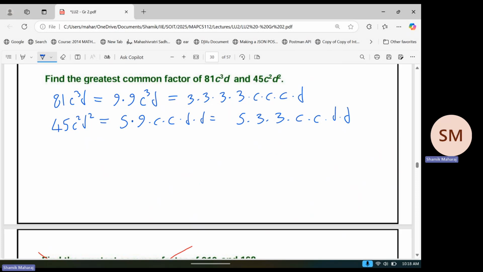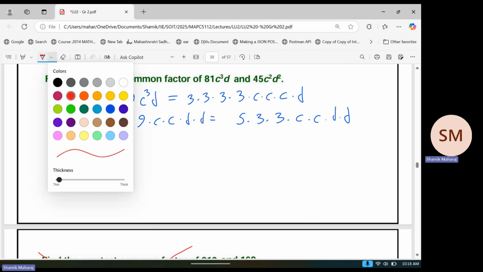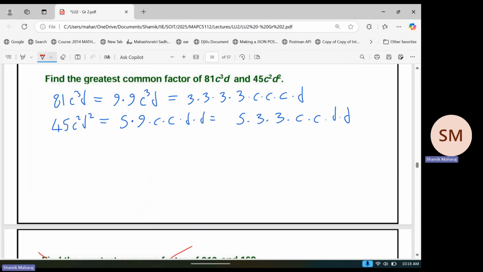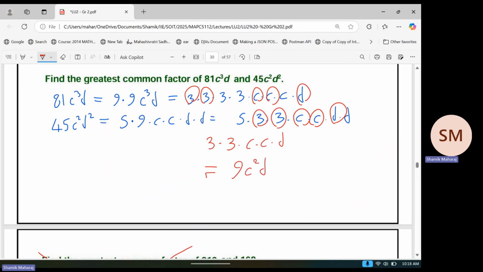Okay, so now we do the thing again where we find everything common to the top and the bottom. All right, so I'm just going to circle that in red as we have been doing before. All right, so at the top, let's see, I'm going to take 2 3s from the top and 2 from the bottom. 2 C's from the top, 2 C's from the bottom, 1 D from the top, 1 D from the bottom. All right, that's everything that I see. And then what we have here is 3 times 3 times C times C times D, which is just 9C squared D. That's our greatest common factor.